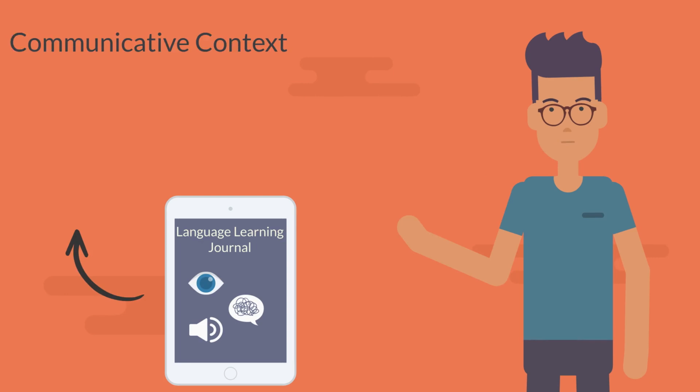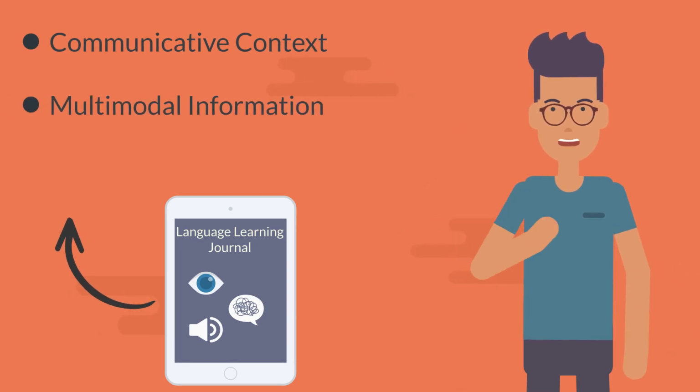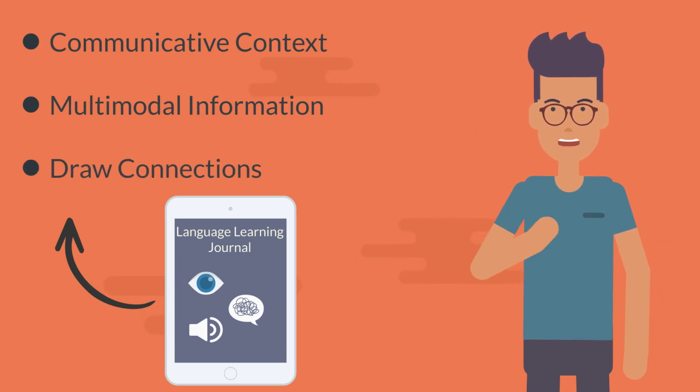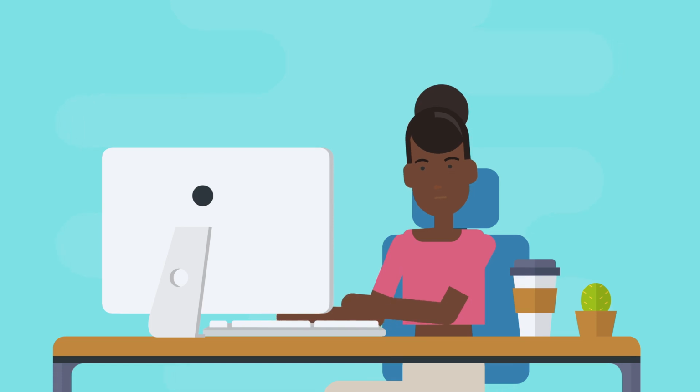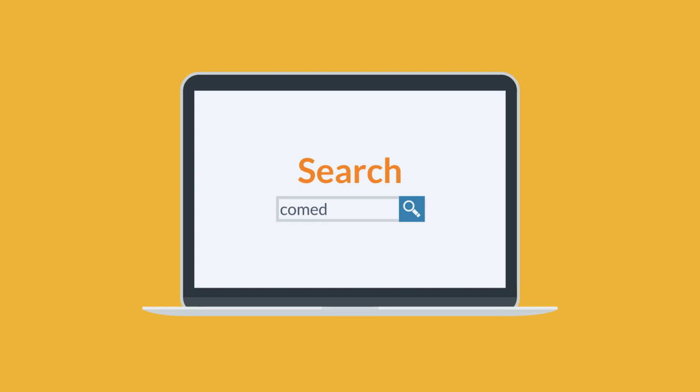Use this journal to describe the communicative context in the target language, document the multimodal information you notice in this context, and draw connections between multimodal information and meaning. For example, if you want to write a comedic social media post in the target language, start by searching for other creators' humorous posts in that language.